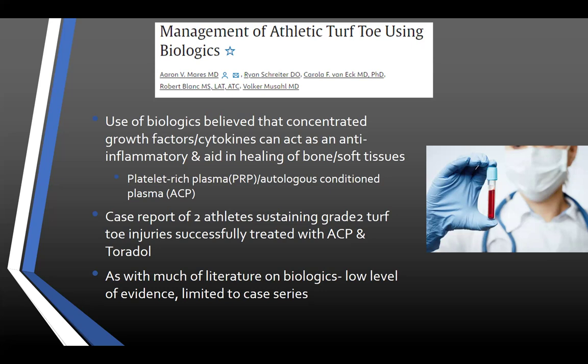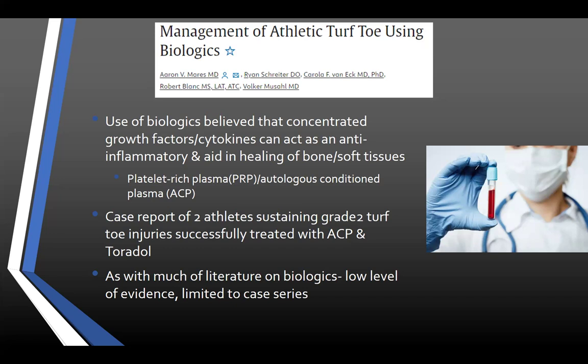So in this case series study in 2016, they presented a case series of 2 athletes who sustained grade 2 turf toe injuries and were injected with biologics, and both had good outcomes. Both were D1 collegiate running backs. They both had grade 2 injuries as diagnosed under fluoroscopic examination, but didn't show any gross joint subluxation or instability.